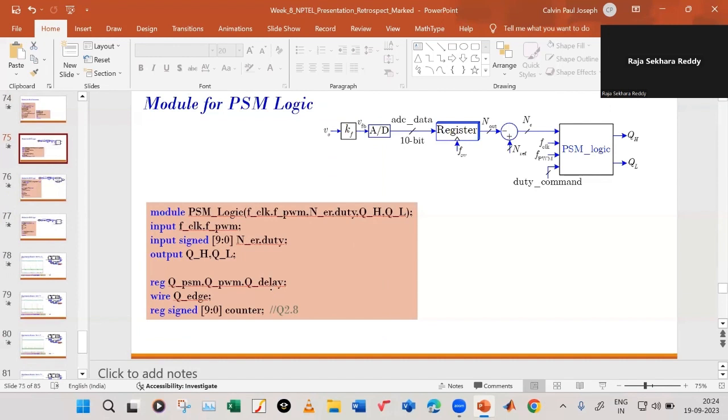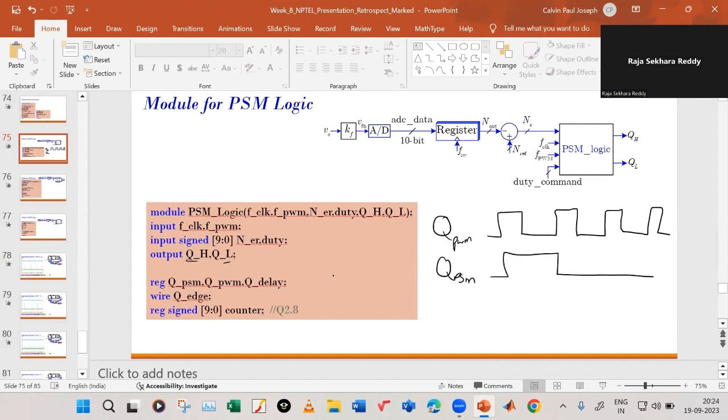Now this is for PSM logic. We output the QH, QL, and we are also giving the delay, everything is there. So my QPWM is this fixed frequency pulse width. My QPSM is either 1 or 0. And my Q actual signal, which is my output. We'll go through the code and we'll understand.